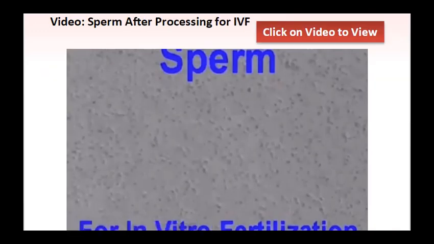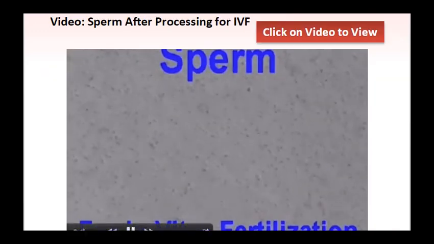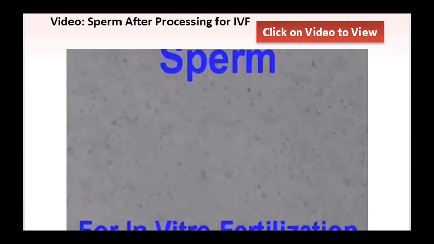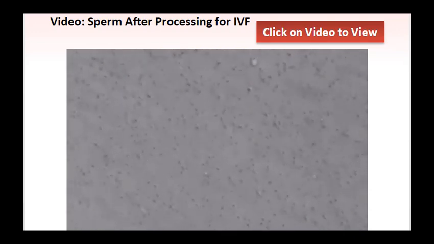Sperm after being processed through a density gradient are shown here. These sperm are in culture media prior to addition to oocytes.